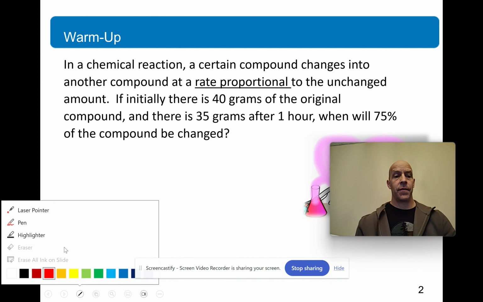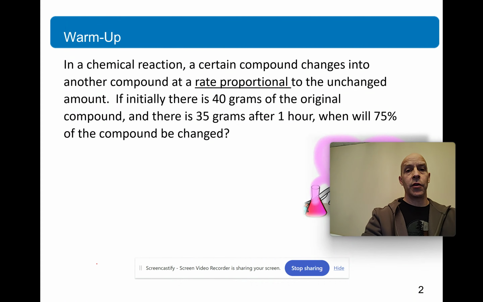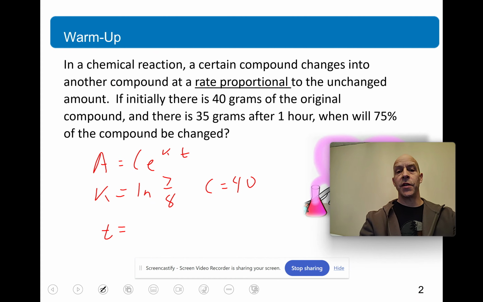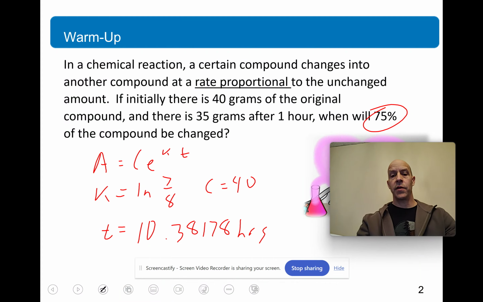So just to jump to the conclusion again. The solution is going to be the amount is equal to C e to the kt. k turns out to be the ln of 7 over 8 in this problem. C turns out to be 40. And then the final answer, again, you might want to pause this if you want to check. The amount of time it's going to take for 75% is 10 hours, 0.38178. So those are the answers.